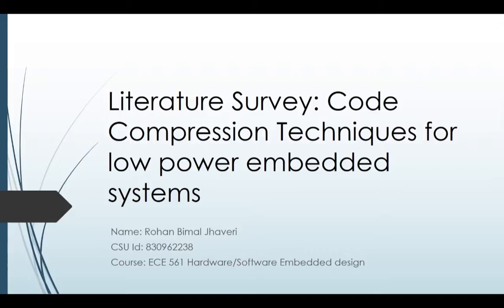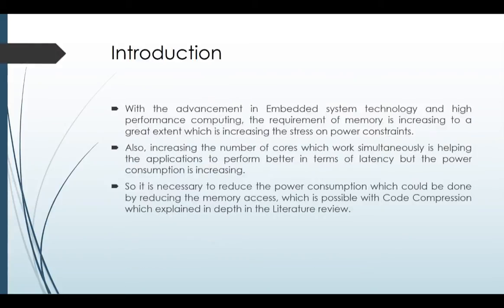The rapid growth in technology, especially in the field of embedded systems, has increased the demand for faster processors. Also, the number of cores in embedded systems has increased in order to perform multitasking and to improve performance. But this increases memory access and the number of bus cycles, which leads to an increase in power consumption.